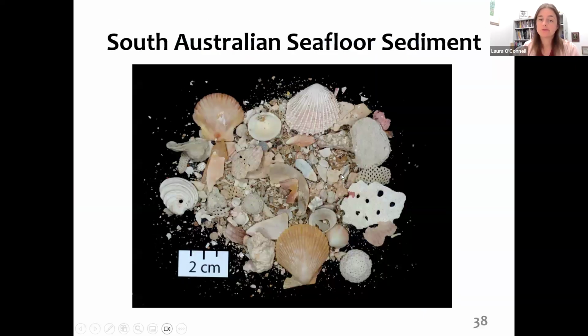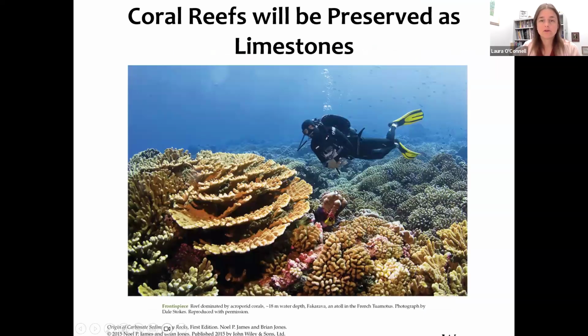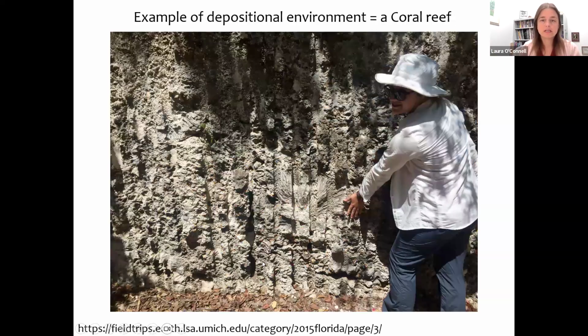Here's another beautiful example, one of my favorite sediments. Another example that would form limestone is a coral reef. Here we have all these corals encrusting, and if this was buried under other layers of sediment, it could eventually make a limestone layer in the crust. So here's an example of that.